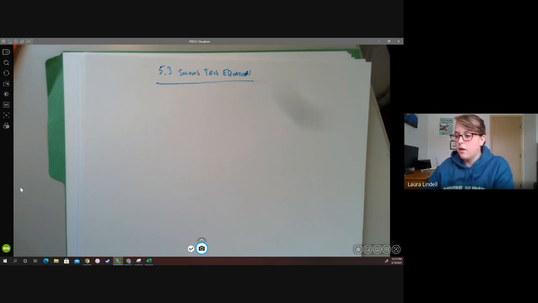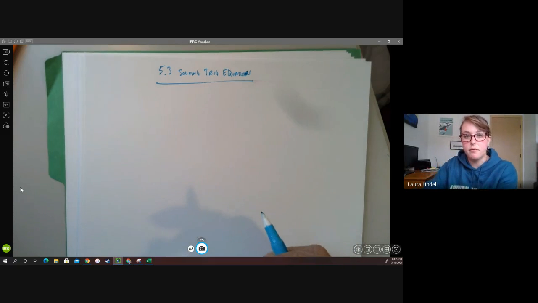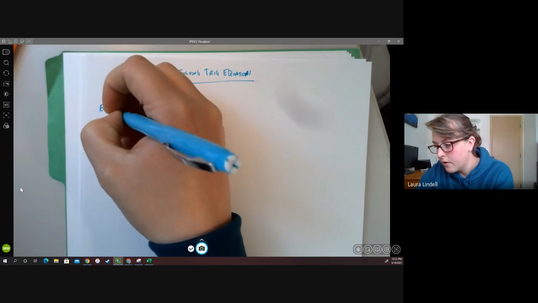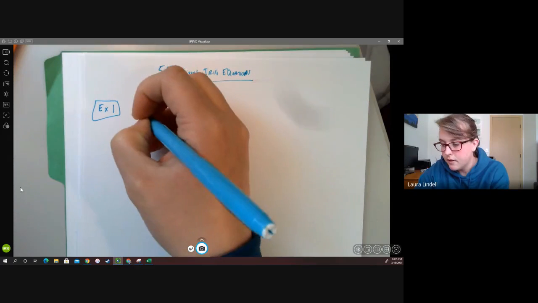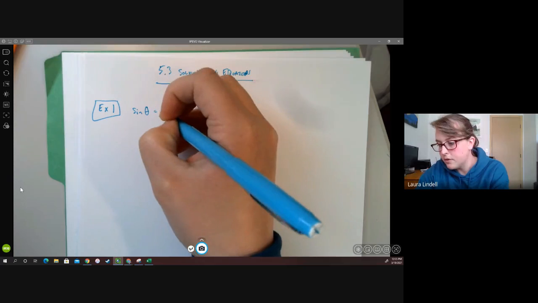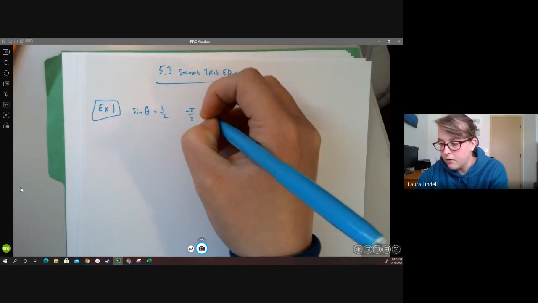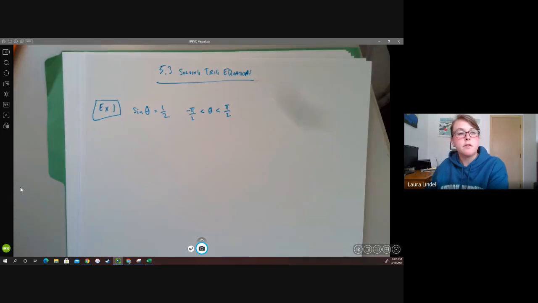Solving trig equations is best done through looking at examples of how you would solve them. Starting with the first one, which is going to be one of our easier ones: sine of theta equals 1/2. For this one, we're given a range of values, -pi/2 to pi/2. Sometimes on these trig equations, you'll be given a range of values within which you find all of the solutions.